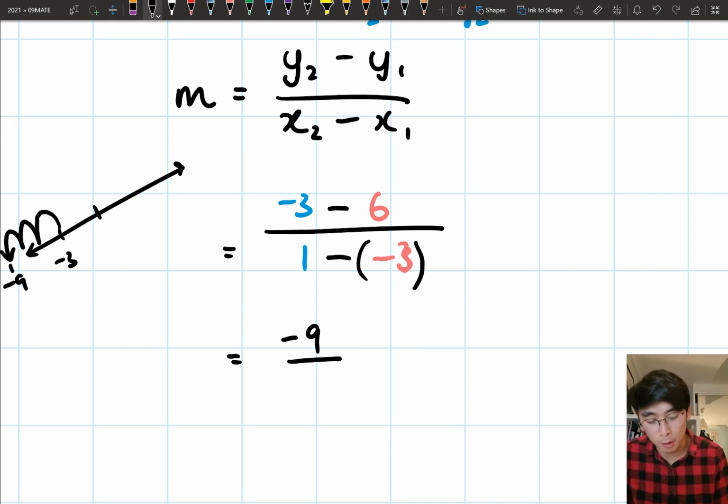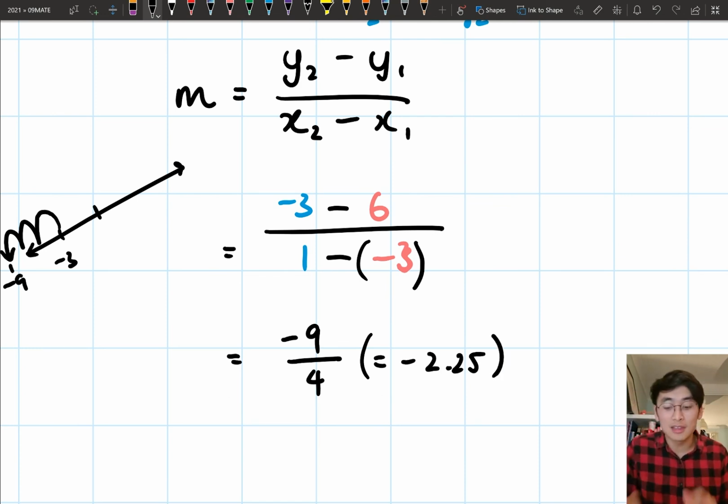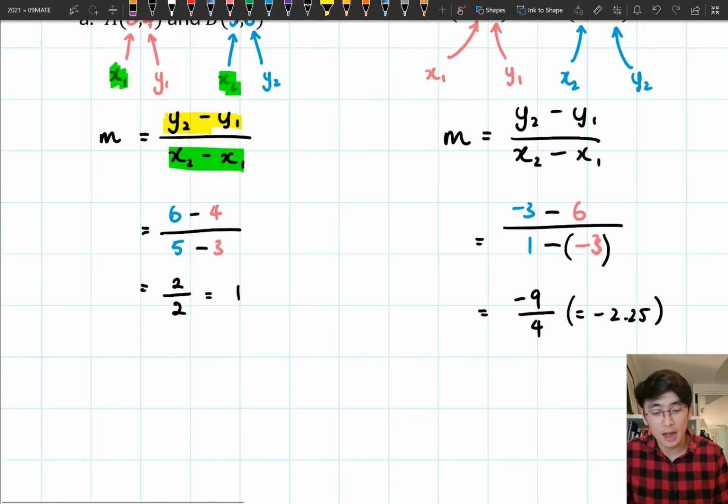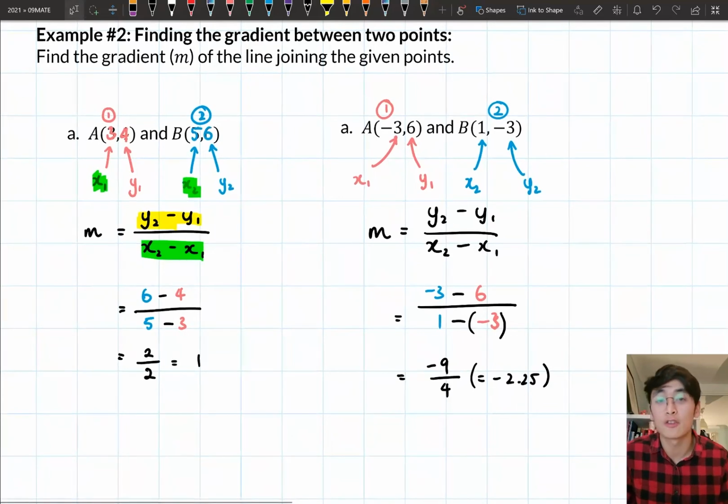Okay, at the bottom, I've got 1 minus -3. When you've got minus a negative number, you're just going to plus it. So it's going to be 1 plus 3, which is 4. Now, if you have a look at this fraction, I can't simplify it any further. You could put it in your calculator, and this should give you -2.25, I believe. But we can actually just leave it like this, and this number should be fine. And so that's how we calculate the gradient using that gradient formula.